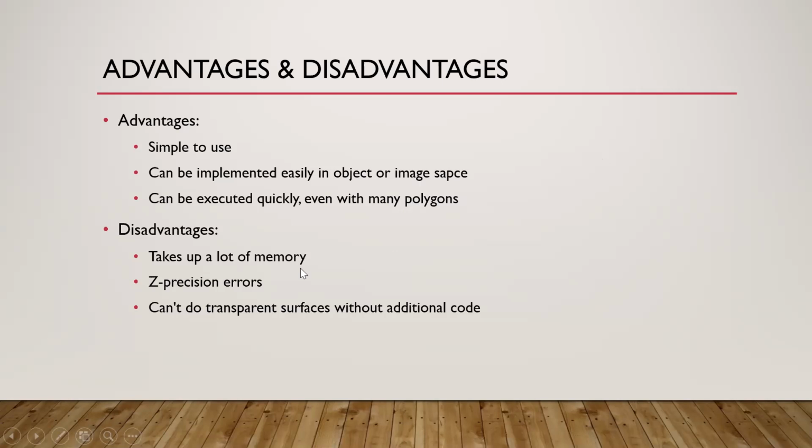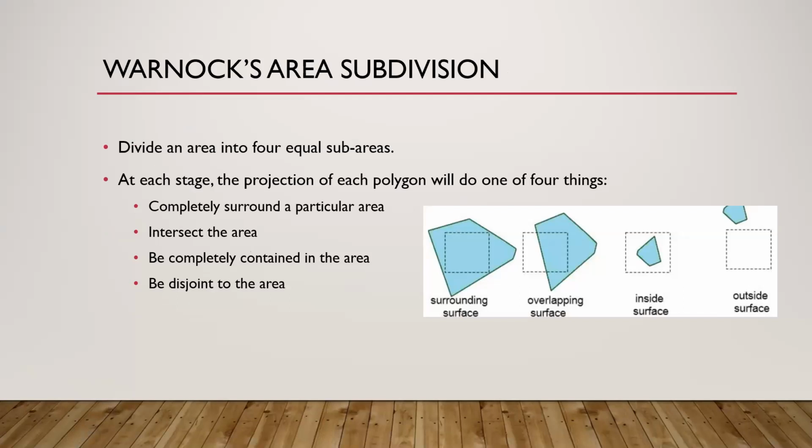But it takes lots of memory because you're calculating the pixels of all the surfaces, and each surface comprises many pixels. Then since you have to calculate the z values, there can be precision errors coming up, and this doesn't work for transparent surfaces properly. So this algorithm is not successful in calculating or coloring transparent surfaces. So you have to use additional code for that.